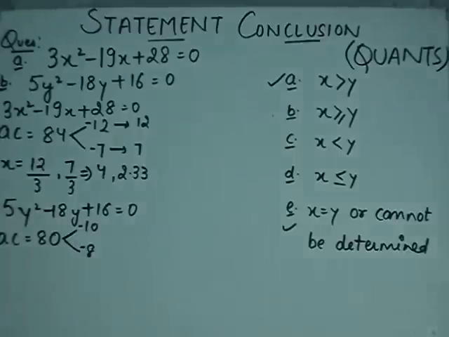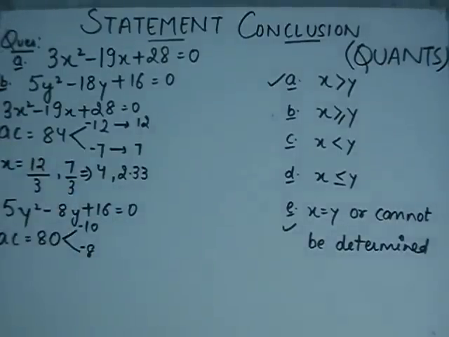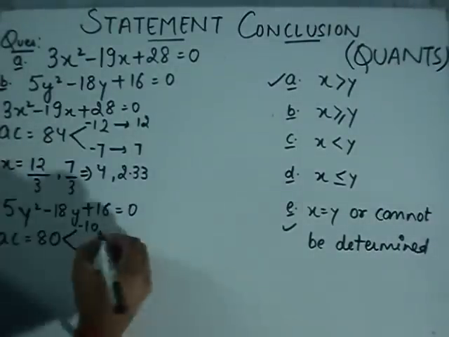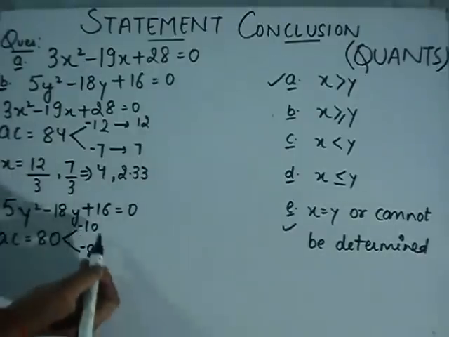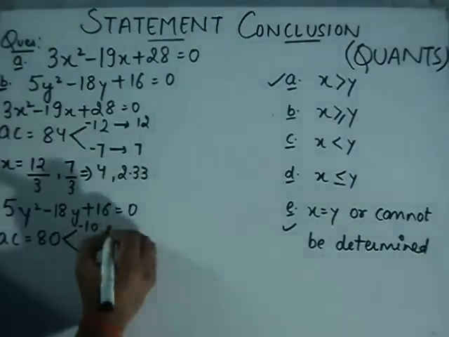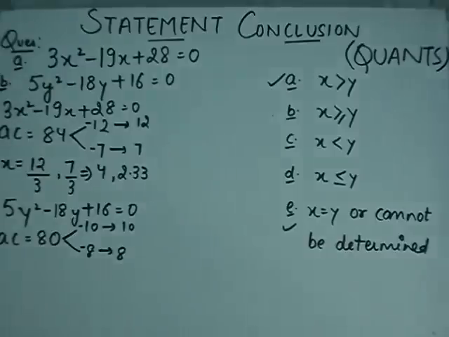Here it is minus 18. So after splitting, on multiplication we get 80, and after addition we get minus 18. But as I told you, change the sign. We will get 10 and 8.